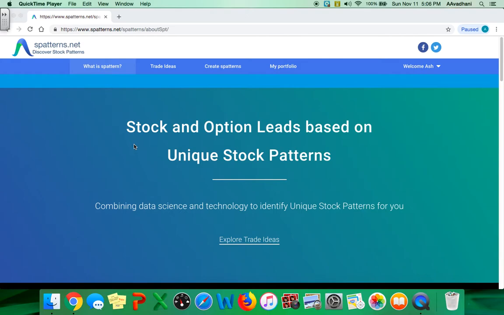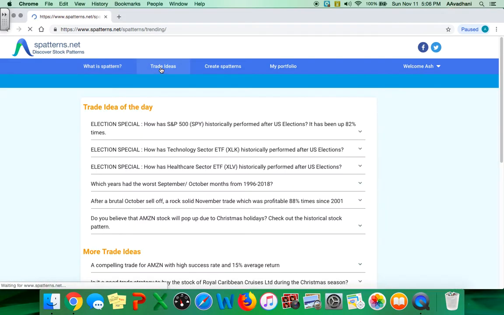What is Spattern? Spattern is a historical performance of a trade. Let's see some examples. The site has numerous trade ideas. Let's check the trade idea of the day.